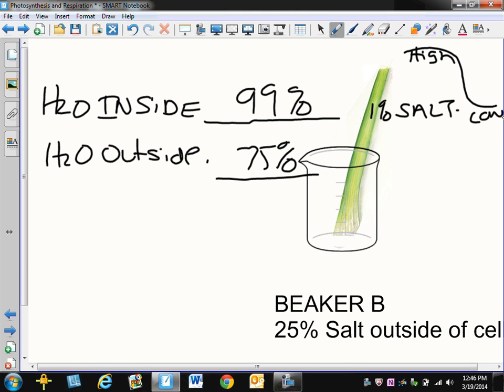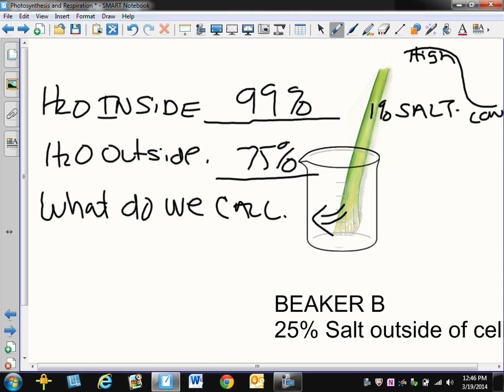Where's the water going then? Where's our biggest number? On the inside or the outside? On the outside. I mean on the inside. Yes, thank you. On the inside, so the water is flowing out. So, what do we call that? What do we call that movement? Is it hypertonic, hypotonic, or isotonic? Hypertonic. Hypo, we get fat. Hyper, it's losing. So this is hypertonic.